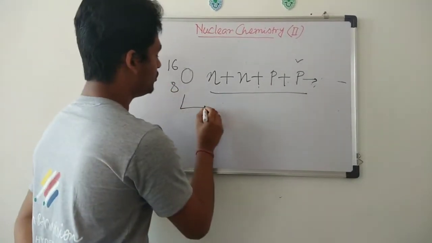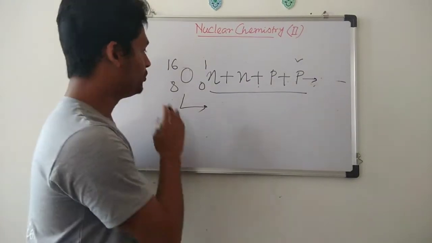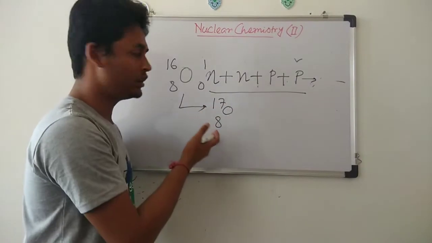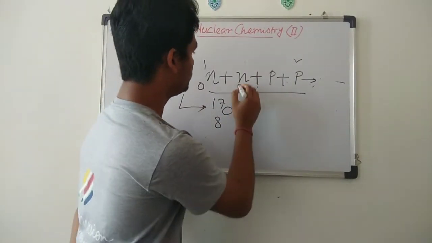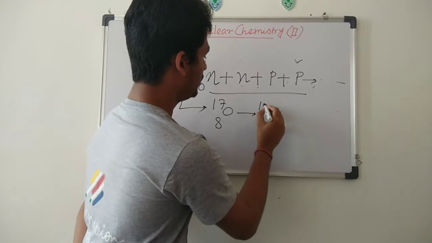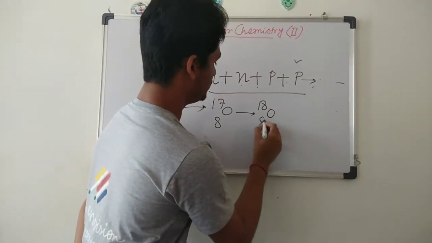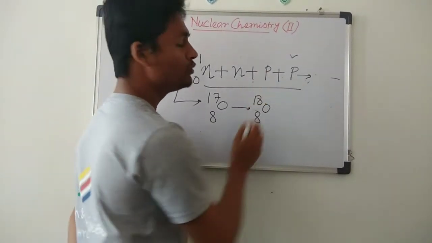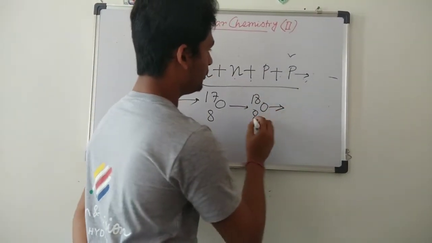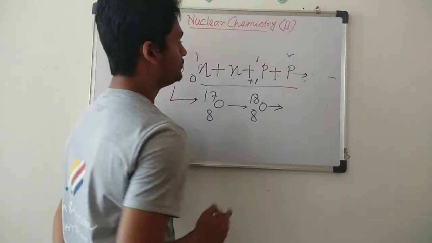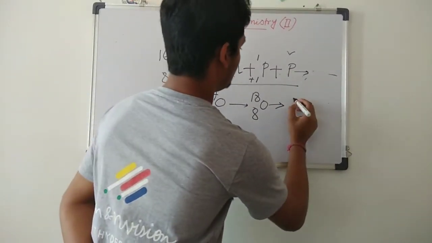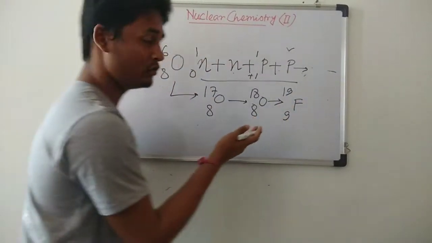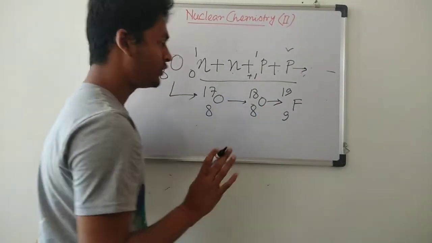So if we add 1 neutron, what will happen? Neutron has 0, 1, so the mass number will not change, that is 17. You know oxygen also has this isotope. Now again let me add a neutron. So what will happen? 18, oxygen 8. That is also available. Now 1 proton. What will happen? Proton has 1, 1. So that will be fluorine 9, 19. Fluorine has only one isotope, that is this. So this is also stable.